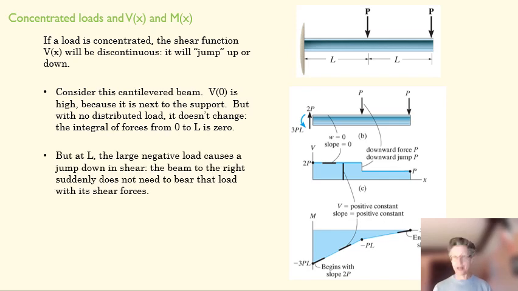At L, we get a large negative load, right? And that means right here now, instead of holding up 2P with our shear, here if I take my section, the shear is only holding up 1P, right? And now I get this big jump down in shear, and again the shear stays the same because my load doesn't change from L to 2L.